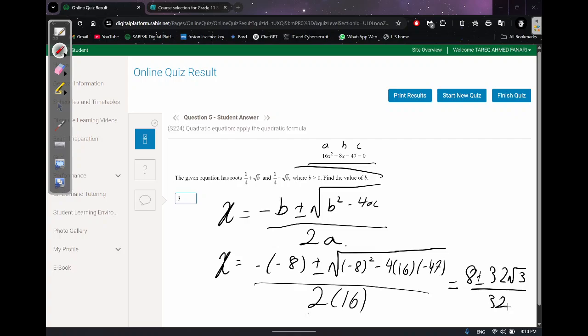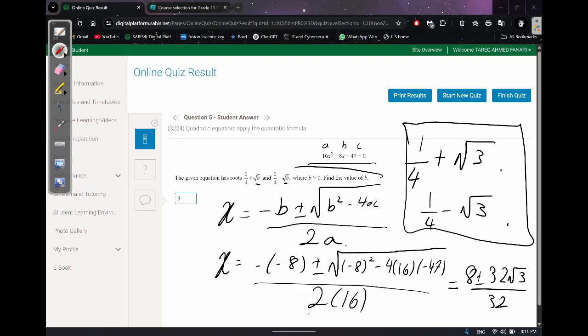Okay, so now what you do is you take one of the cases. Since radical b is present in both of them, it's going to be the same radical value. So it's going to be 8 plus 32 radical 3 over 32, which gives me 1 over 4 plus radical 3. And let's take the other case, because you never know, they might ask you for the other case if it's different values for the radical. It's going to be, in this case, 1 over 4 minus radical 3, and these two are your roots to this quadratic.